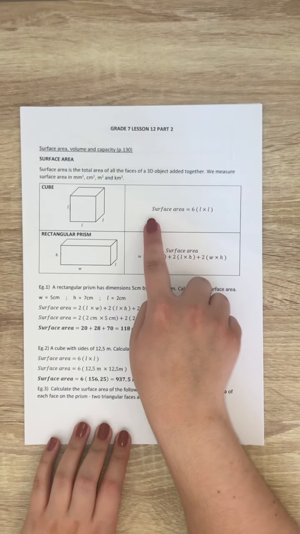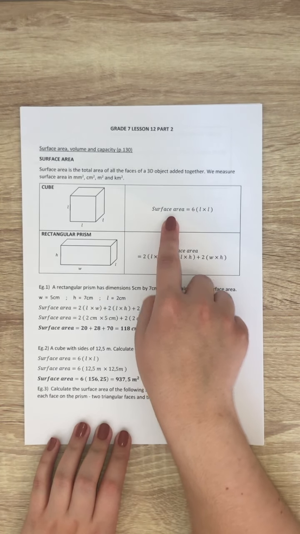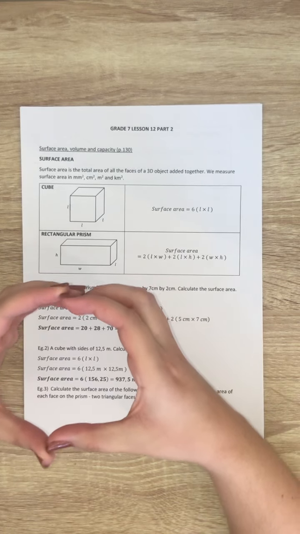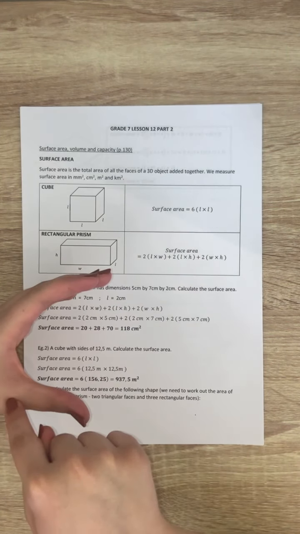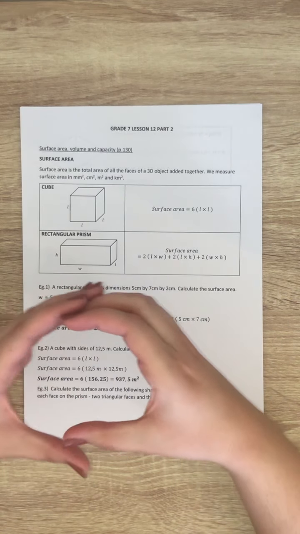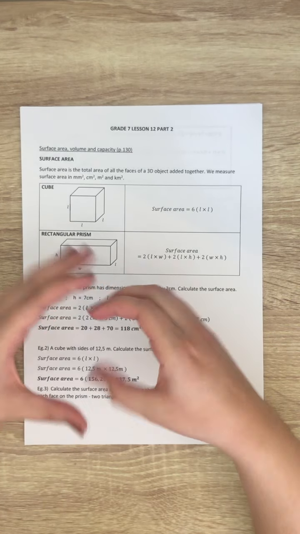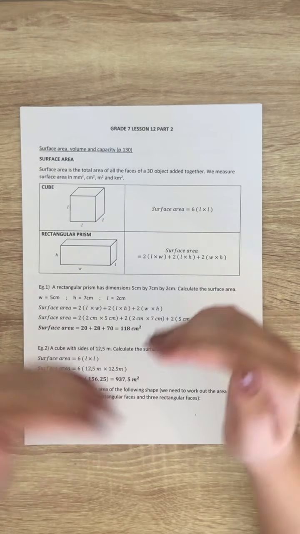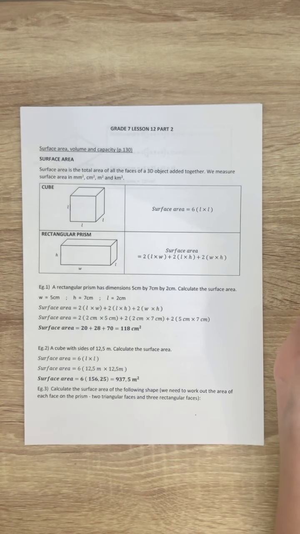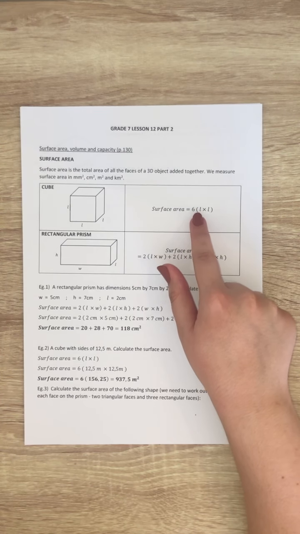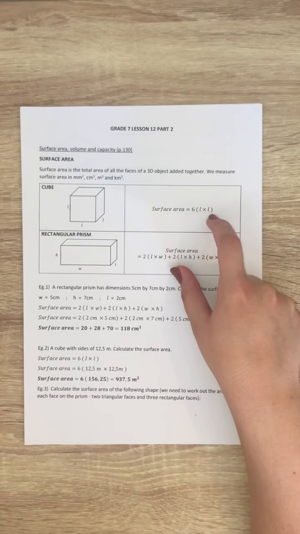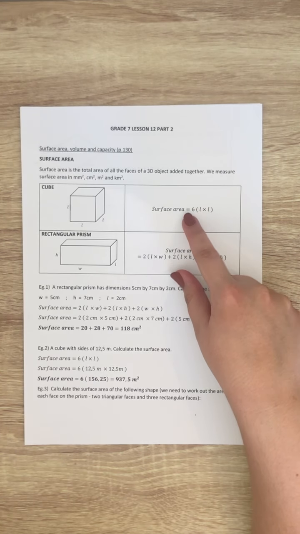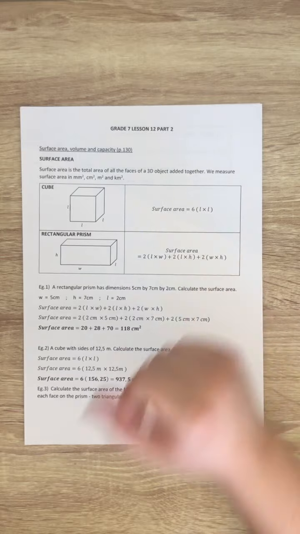Now to work out the surface area, if you think of a square, to work out the area of a square, you would say length times length, right? That's the area of one square. Now on a cube, because there's 6 faces and they're all identical, they're all exactly the same, we just have to say that it's 6 times length times length. So if we know the area of one face and we multiply it by 6, we've got the surface area of a cube.